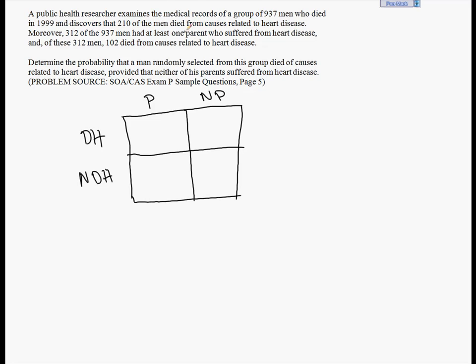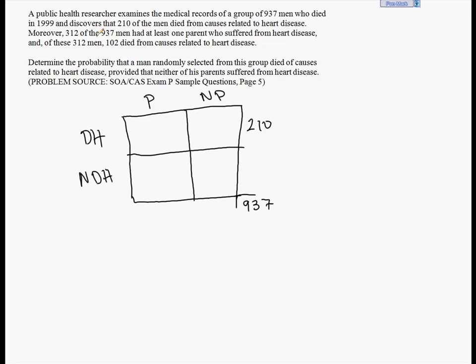Okay, so we are told that the medical records of 937 men are examined. So that's the total. Those aren't necessarily falling into any one of these categories. That's just how many people were sampled. It discovers that 210 of the men died from causes related to heart disease. So here's died of heart disease, and 210 of those men died of that condition. So we don't necessarily know whether or not their parents did or did not suffer from heart disease. We just know that there are 210 men who did die of heart disease.